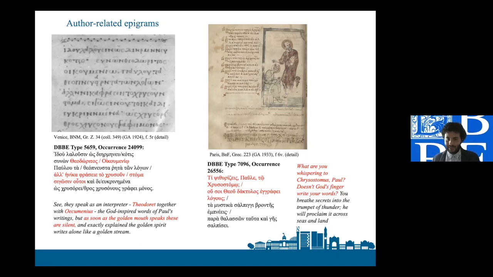Among the other related epigrams, we also have epigrams that explain the content of the images of some manuscripts. In this case, we can consider these epigrams also as image-related epigrams. For example, I decided to put in my presentation this epigram taken from the manuscript GA 1933, where an epigram is added by a later hand after the list of the kephalaia on the Acts, and illustrates the content of the miniature of St. Paul whispering some words to John Chrysostom, who is writing the scroll on his knees. So in this case, an image-related epigram, which also gives information about the content of the miniature.